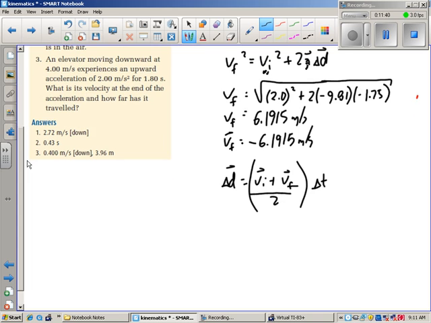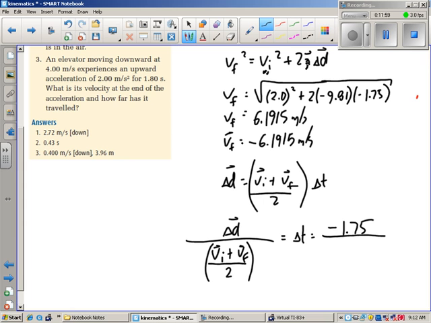So let's take the entire term VI plus VF over 2 over by dividing. It becomes D over VI plus VF over 2 equals delta t. Delta D was neg 1.75 over neg 2.0 plus neg 6.1915 over 2. That should give us our answer here.